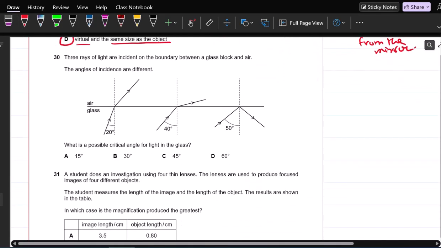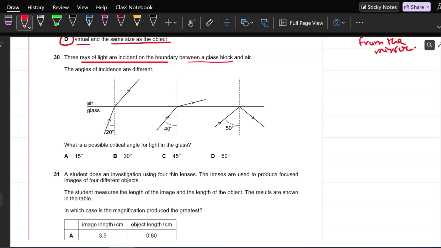Now we have three rays of light incident on the boundary between a glass block and air. It means dense to less dense. The ray is moving.